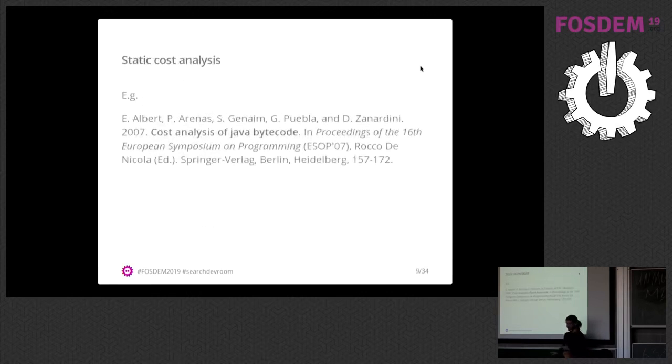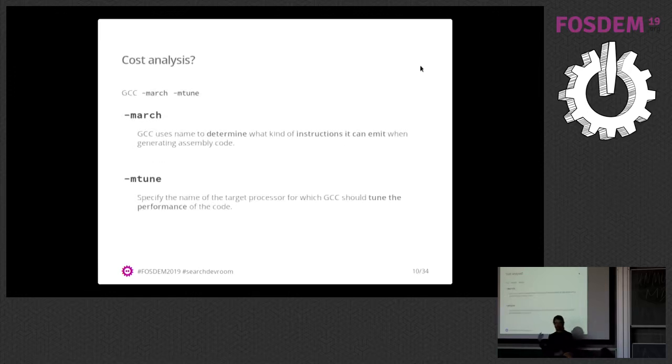So about static cost analysis, there's papers about it. There's a paper from the Complutense University of Madrid about how we can run cost analysis on the Java bytecode. But on GCC, we already have these flags. For example, we have march and mtune, which are the flags that target your code for a given architecture.